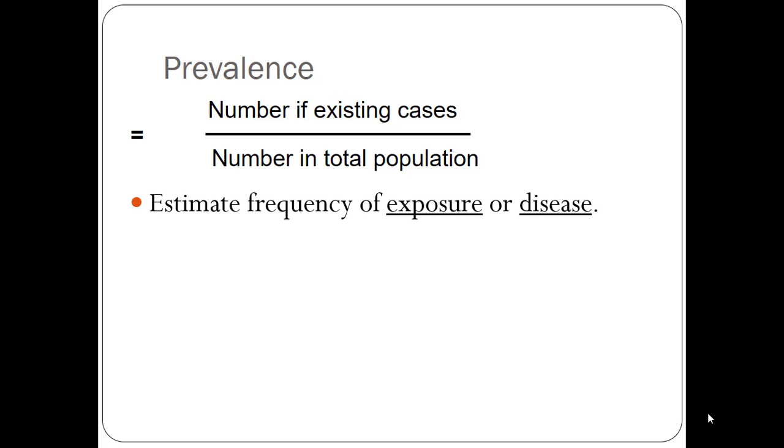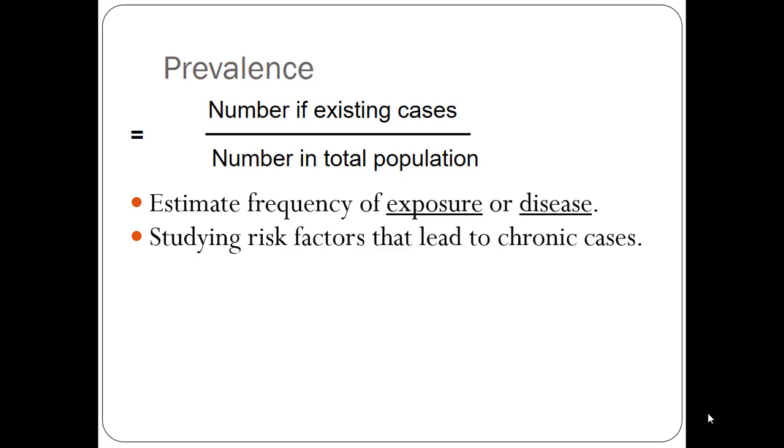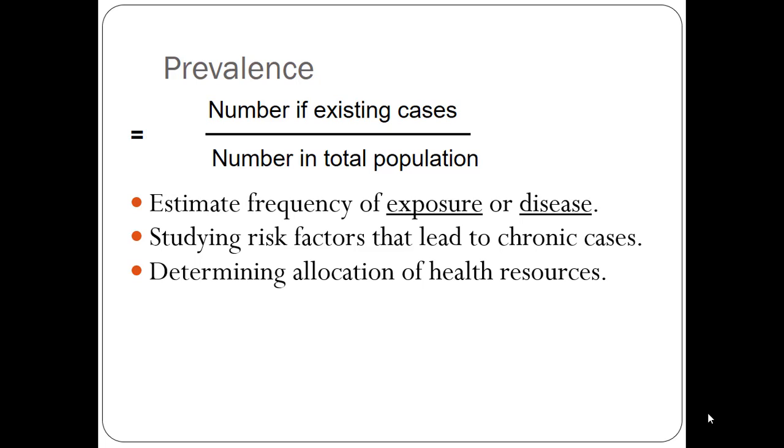It is a measure of the burden of a disease in a population, and it is useful for estimating frequency of exposure or disease and studying risk factors that lead to chronic cases. Because it measures burden, it is useful for determining allocation of health resources. However, it is important to note that high prevalence does not imply high individual risk for disease.